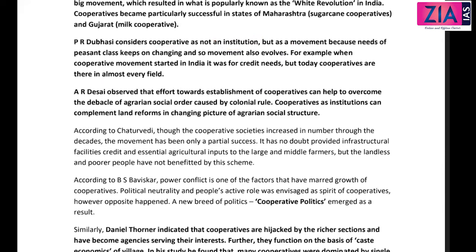A. R. Desai observed that efforts towards the establishment of cooperatives can help to overcome the issue of agrarian social order caused by the colonial rule. Cooperatives as an institution can complement land reforms in changing the picture of the agrarian social structure. So land reforms have already been done, and now some of the landless have actually got land. Now how can they use that land properly?